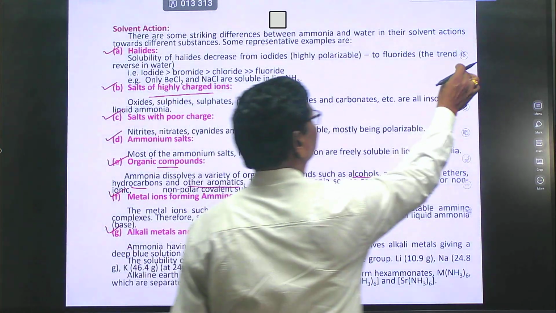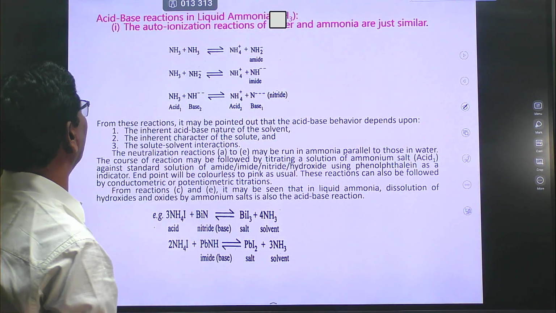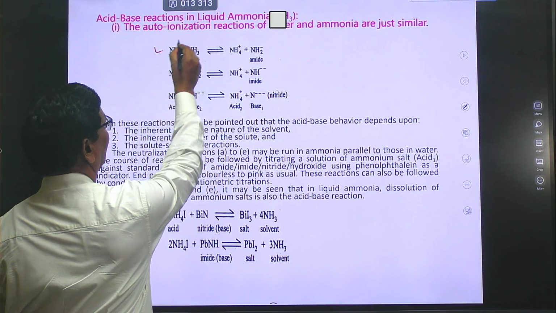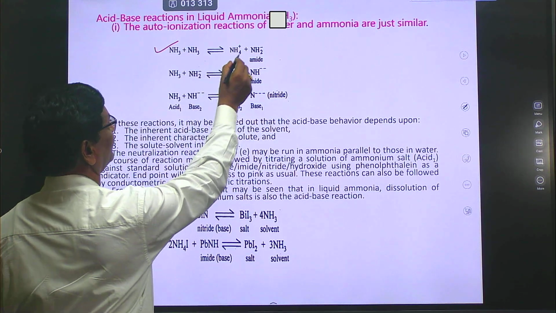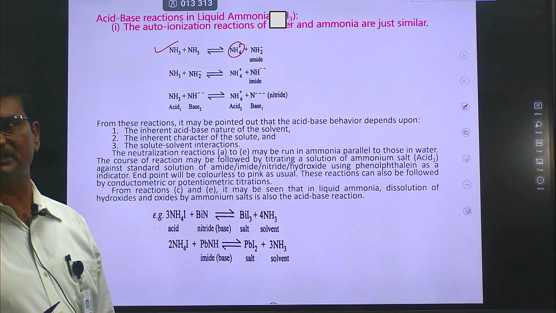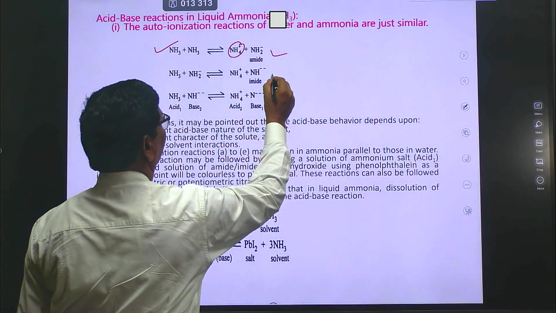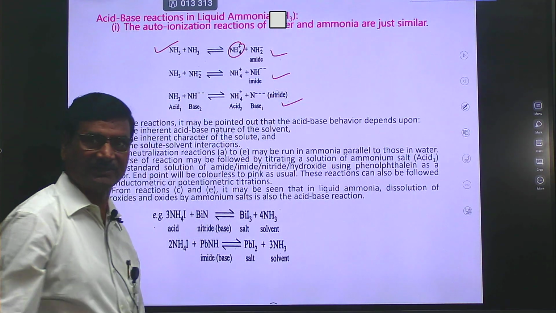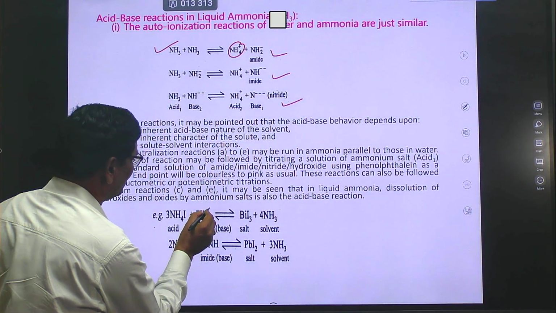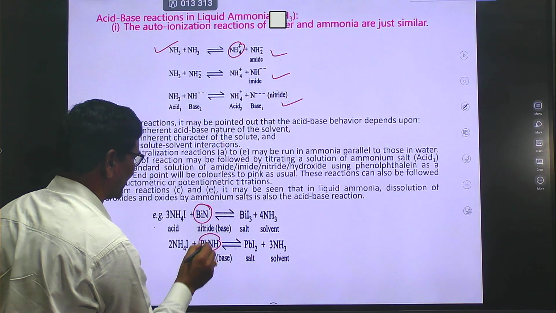Next, acid-base reaction in liquid ammonia. What is meant by acid-base reaction in liquid ammonia? This is called the autoionization reaction. NH3 combined with NH3 gives rise to NH4+ and NH2-, meaning positive and negative charges are formed. In this autoionization, amide, imide and nitride formation takes place, and these play a very important role here. This is called nitride, and this is called amide.